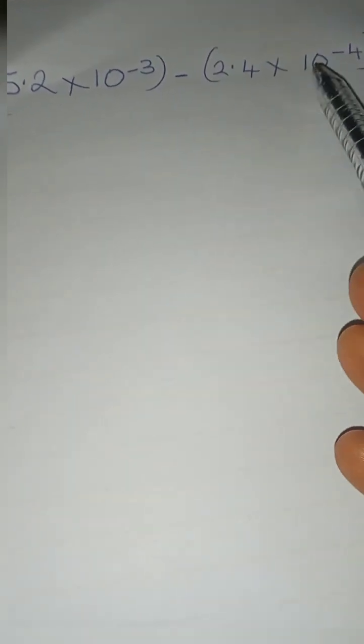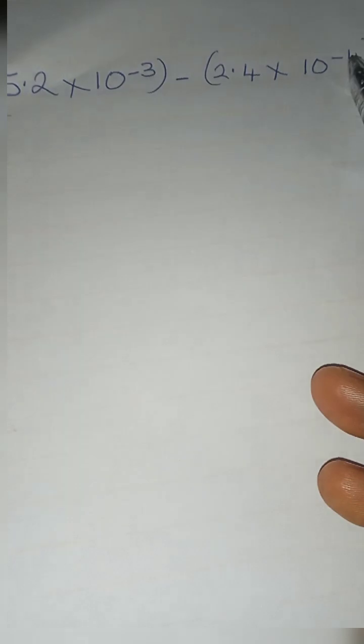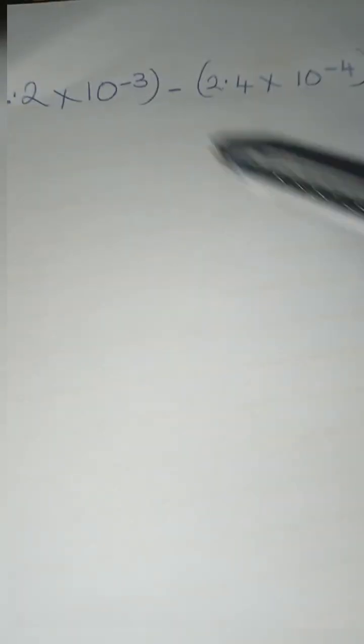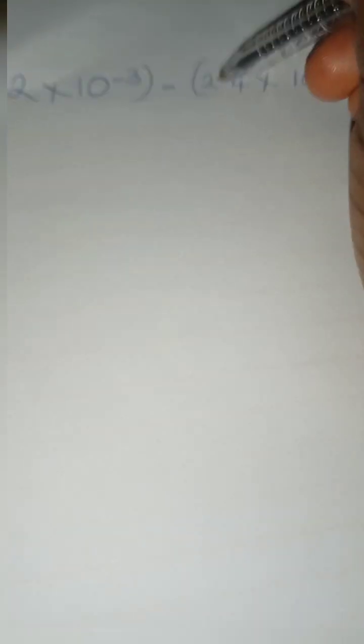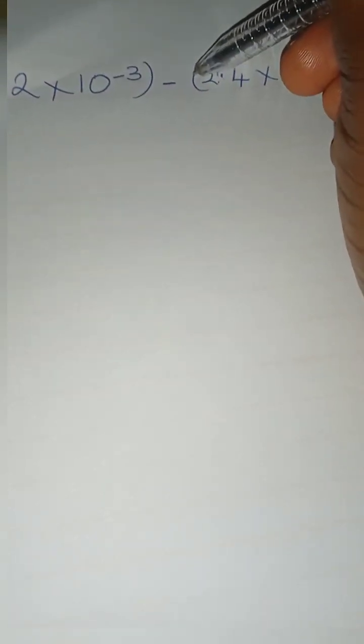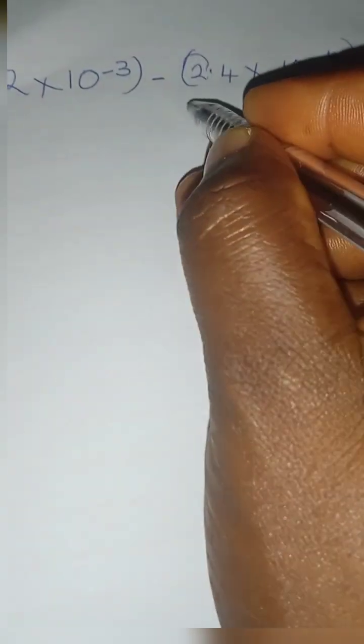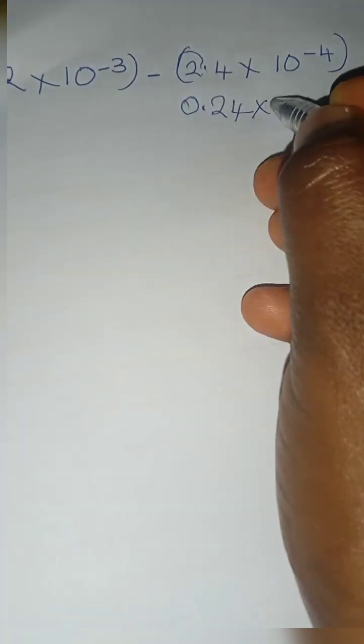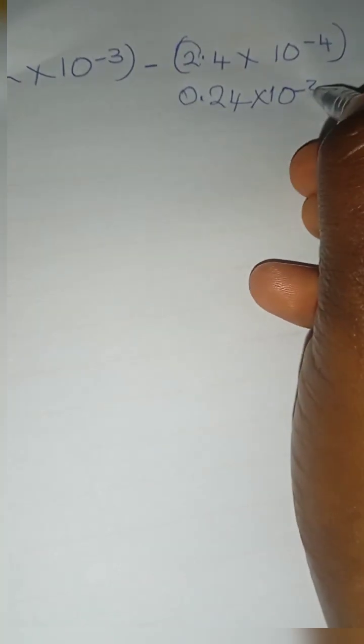So I want to make this one minus 3, because when I add 1 to minus 4, it will give me minus 3. So if I must add 1 to the power, I'm going to take the point one step back to become 0.24. So this one becomes 0.24 times 10 raised to the power minus 3. Remember how we got minus 3: by doing minus 4 plus 1.